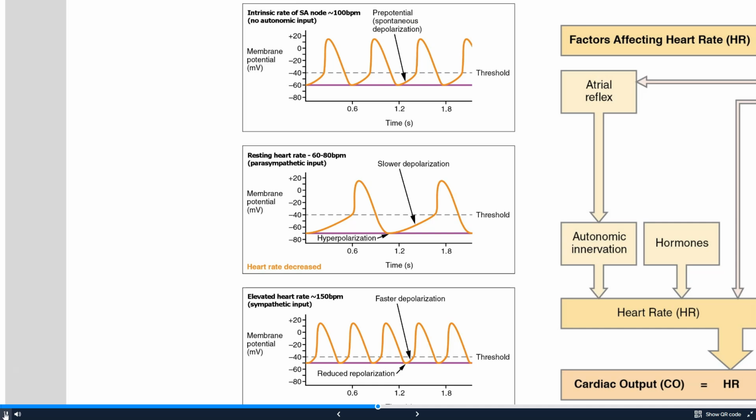And then in the final one, we have an elevated heart rate of about 150 beats per minute. Again, it's not exact, but based on how I changed the time frame on the x-axis, it's a fairly representative heart rate here. What happens here is that the sympathetic input is depolarizing the membrane of the cardiac cell. And so instead of going down to -60 between beats and then having to spend some time depolarizing to threshold, the distance to threshold is shorter, and therefore the time between action potentials is also shorter.